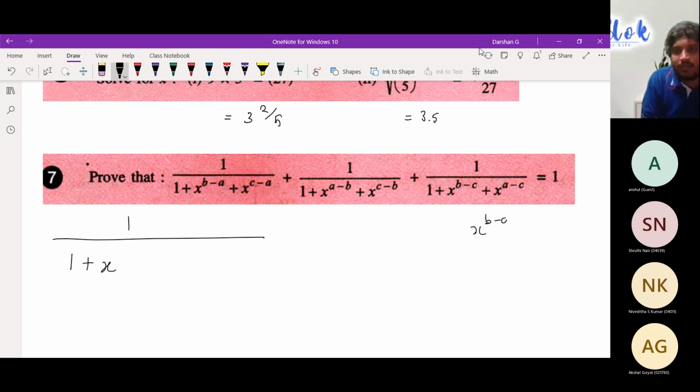So x to the power b minus a, I can write it as x^b by x^a. That's the only trick. Sir, can you hear me now? Yeah. No, sir, I'm getting stuck on it. I'm solving the first part. You can see what I'm solving.